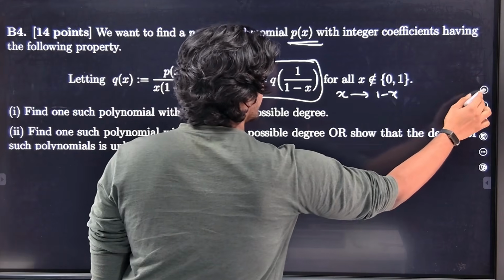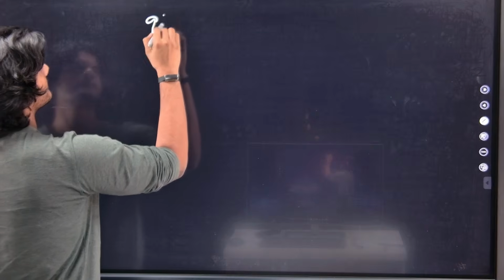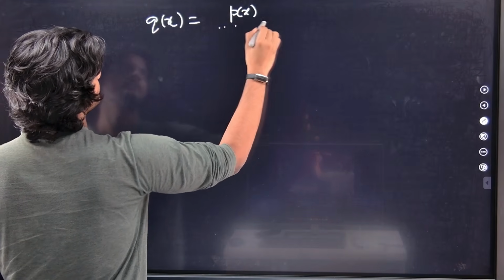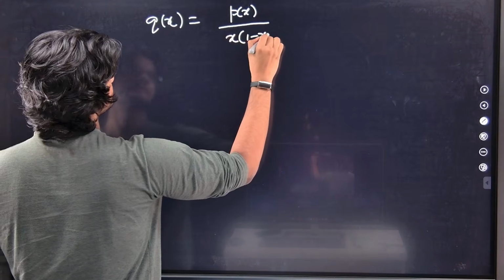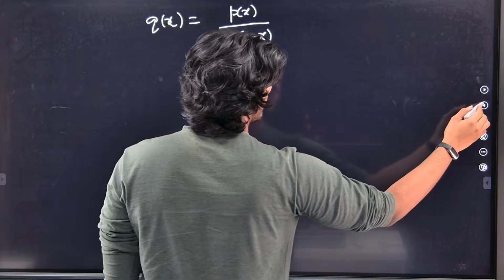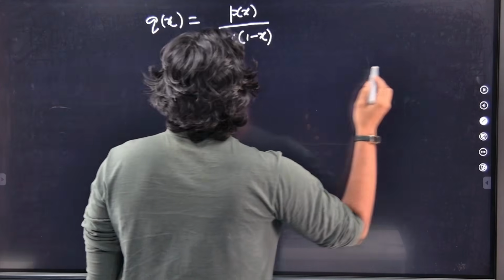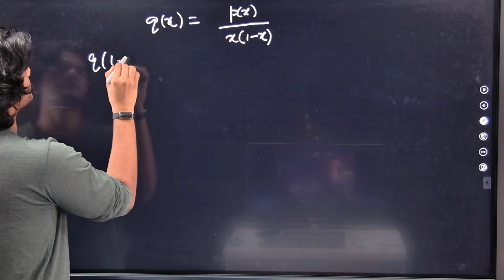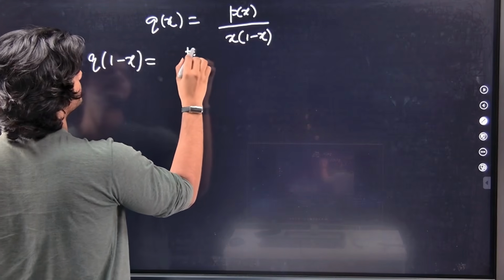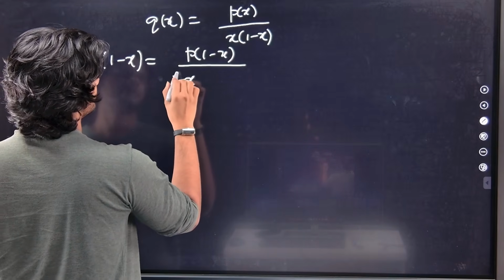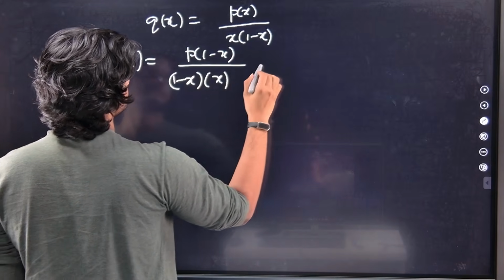I already have q of x equals to p of x by x into 1 minus x, right? x into 1 minus x, and I have to do this. So what is q of 1 minus x? It will be p of 1 minus x by 1 minus x into x.